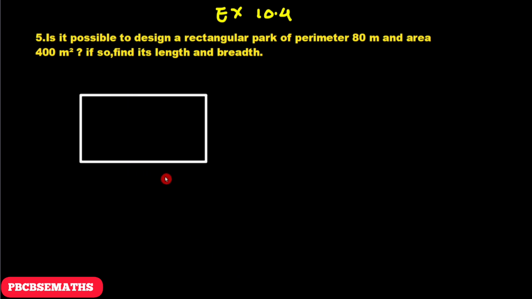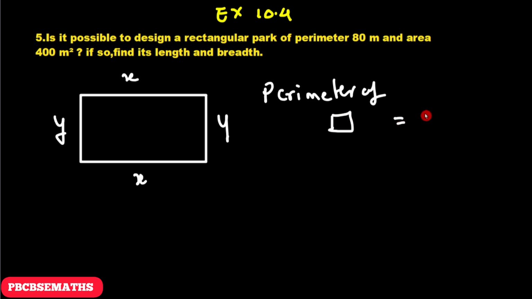For that, let's consider the length of that rectangular park as x meters and its breadth as y meters. Let's try to find out the values of x and y with the help of the given values. So first we have the perimeter. So let's write the perimeter formula of the rectangle. Perimeter of a rectangle is 2 times the sum of length and breadth, so we can write it as 2 times (L plus B). Here we consider length as x and breadth as y, and it is given that the perimeter is 80 meters.